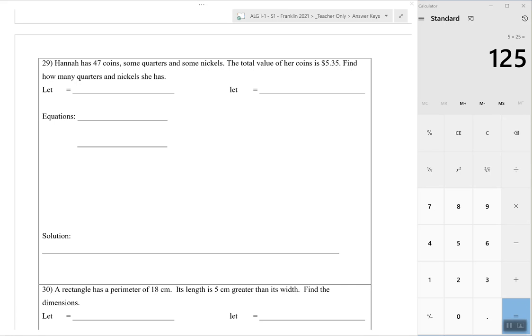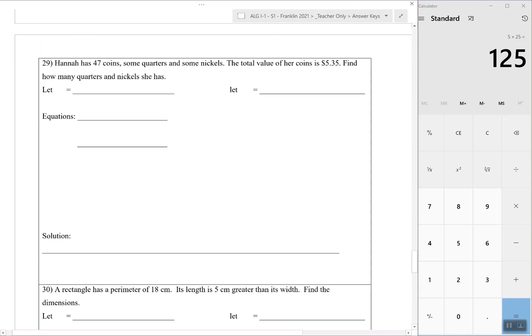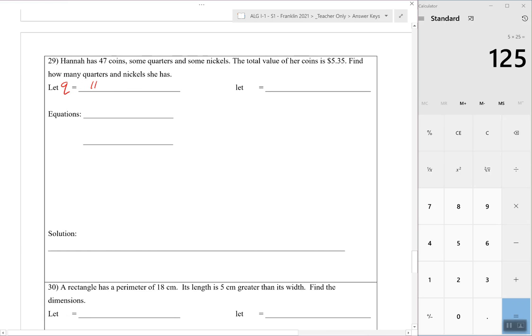Okay, here is a systems problem. We have Hannah. She has 47 coins, some quarters and some nickels. The total value of her coins is 535. Find how many quarters and nickels she has. So first we need to write out what our variables stand for. So let's let Q equal the number of quarters, and let's let N equal the number of nickels.